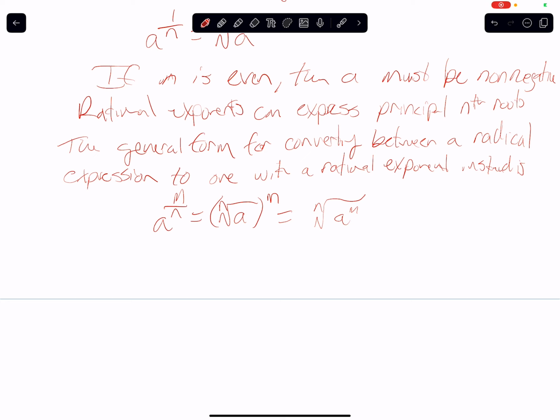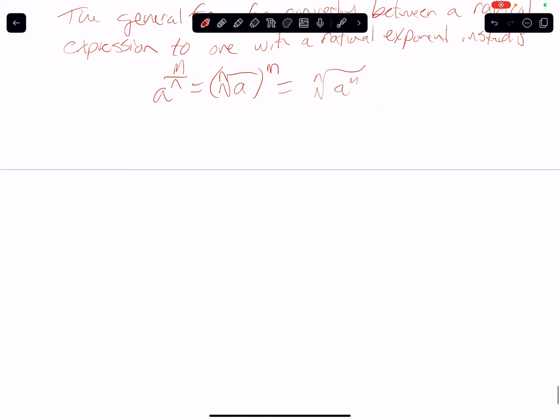So if we are given an expression that has a rational exponent, we can also work the other way and rewrite it as a radical. So the first step in doing so is to determine the power by looking at the numerator and the root by looking at the denominator. So let's do an example.